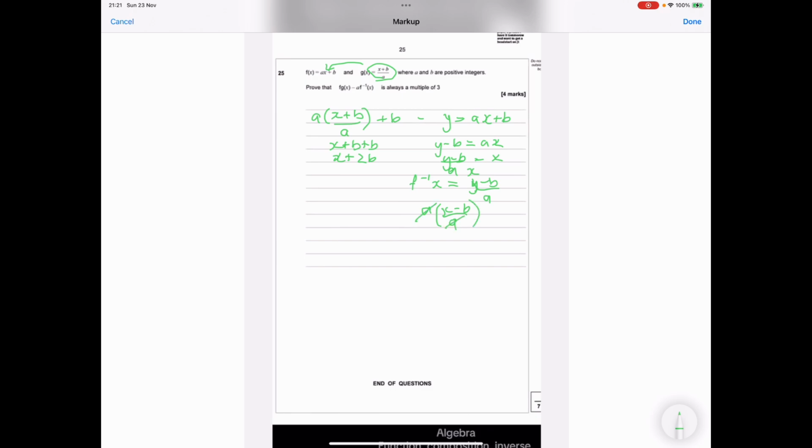So now we've got x plus 2b minus x minus b. So that cancels out, so it's x minus x is 0, and 2b minus minus b equals 3b, and that is always a multiple of 3. I'm not sure I can write that, of 3.